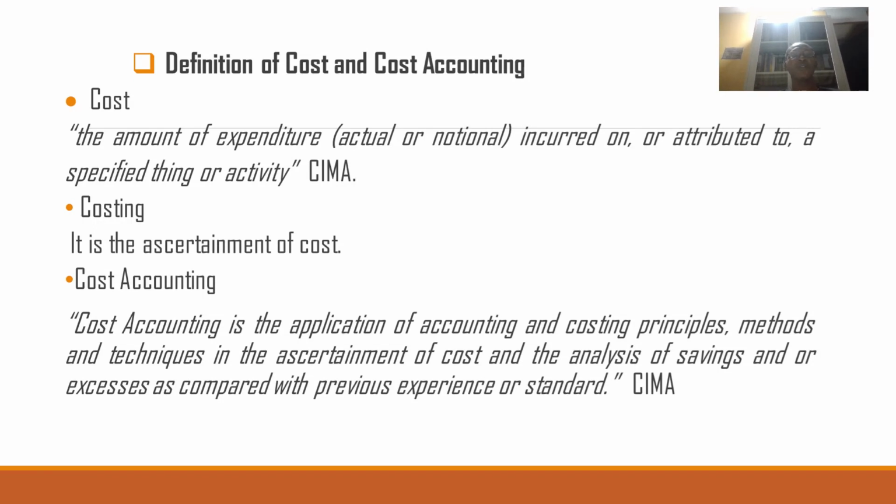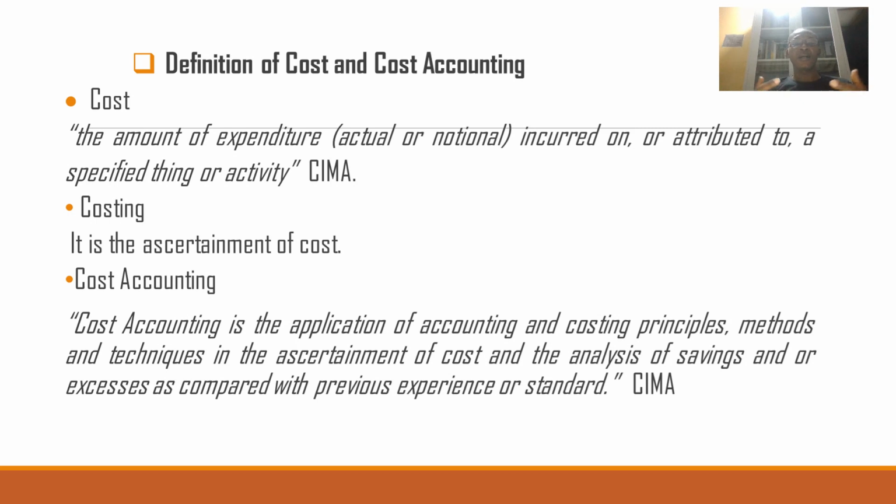So to start with the definition, let's define cost. What is cost? Ordinarily, you will say cost is the amount incurred to produce a particular product or for a particular thing. But CIMA, the Chartered Institute of Management Accountants, a recognized professional body for cost and management accounting all over the world, defines cost as the amount of expenditure, actual or notional, incurred on or attributed to a specified thing or activity.